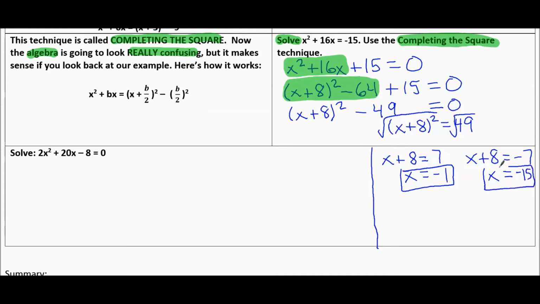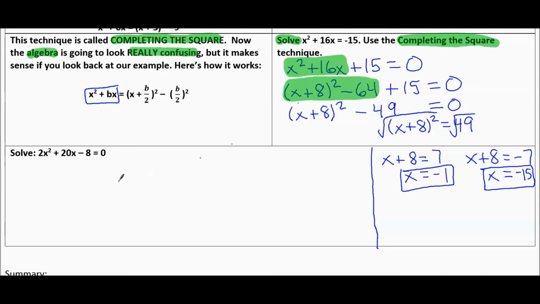Okay, a couple reflection points. Did I need to add 15 to both sides to begin with? No, I didn't. The fact is, the algebra for completing the square is only based on the x squared plus bx. So I no longer need to write this as ax squared plus bx plus c equals 0. I can leave this 15 on the right side. That's nice. So I could have just only worked with the x squared plus 16x.